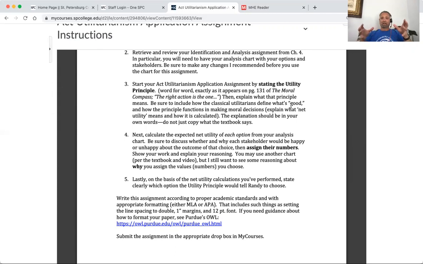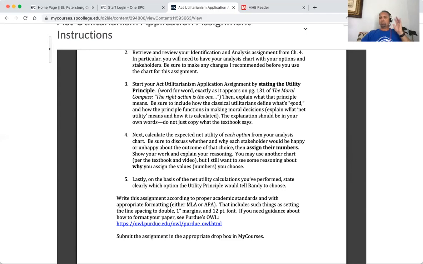There are some key concepts that are associated with that, like the idea of net utility and how one goes about calculating it. There's a definition of what counts as what's morally important for the utilitarians that's included in that principle. So I want you to explain all that stuff in your own words. Don't copy what the textbook says. Translate that out into your own verbiage and explain it to me that way.